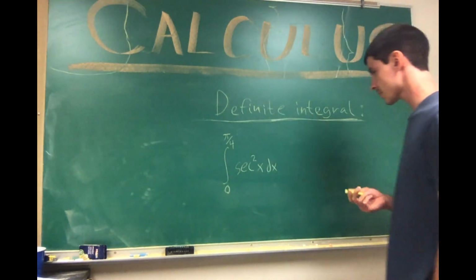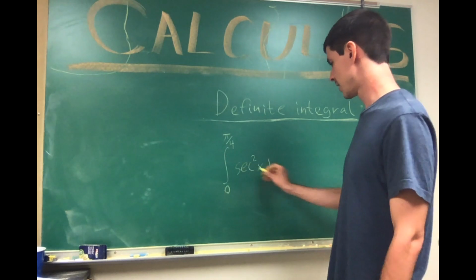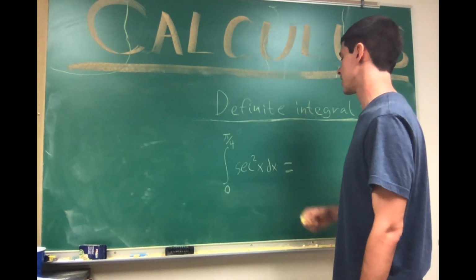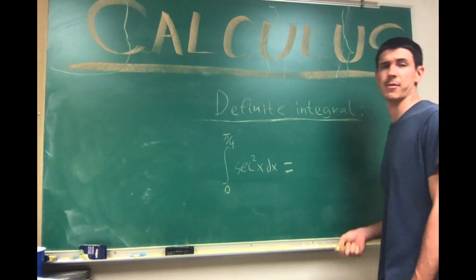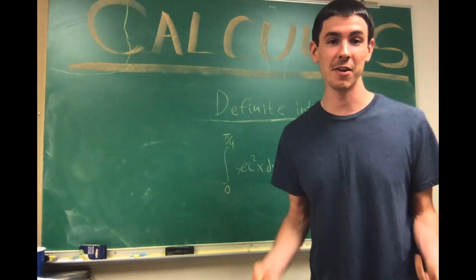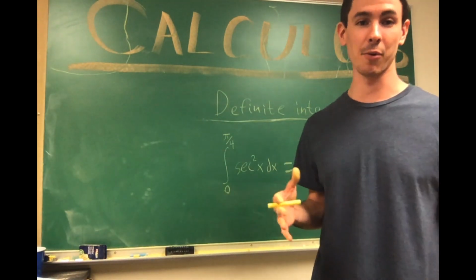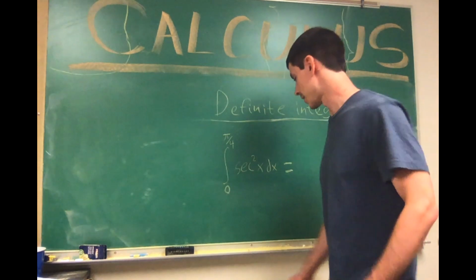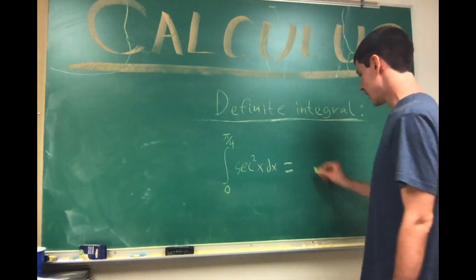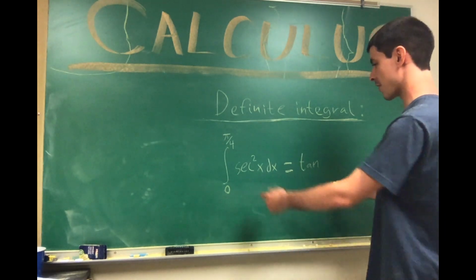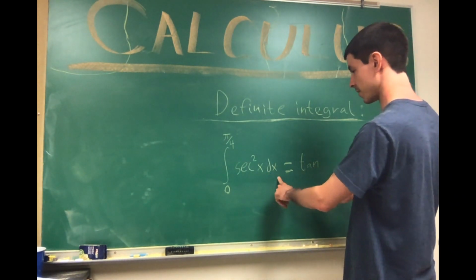So, the integral of secant squared x dx. You might be thinking, wait a minute, secant squared x, how on earth are we going to evaluate that? Well, we're going to evaluate it because we know that it's the derivative of something, which is exactly the key point of everything that we're talking about here. So the indefinite integral of secant squared x is tangent.